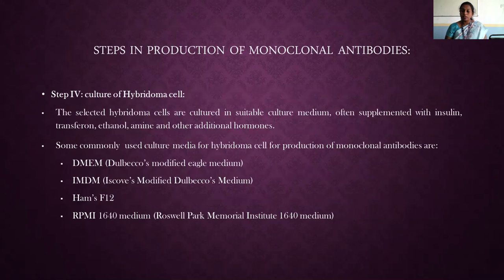The next step involves culturing of these hybridoma cells. The selected hybridoma cells are cultured in a suitable medium and are also supplemented with insulin, transferrin, ethanolamine, and other additional hormones for better growth and development. Some of the commonly used culture media for the production of monoclonal antibodies are DMEM, which is Dulbecco's modified Eagle medium, IMDM, Ham's F-15, and RPMI 1640 medium.